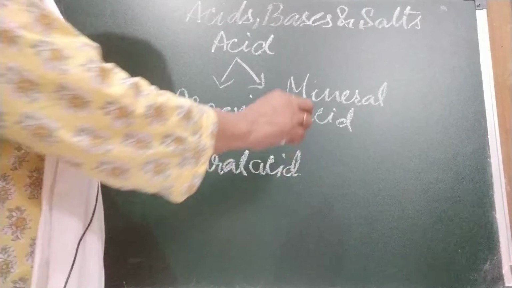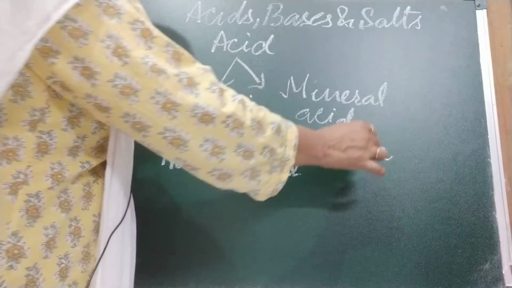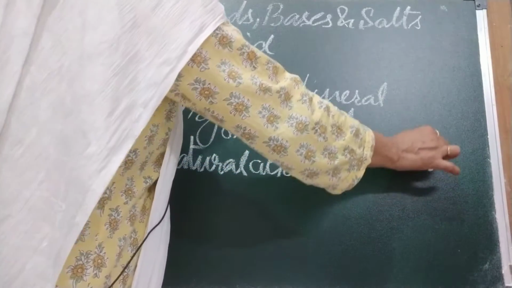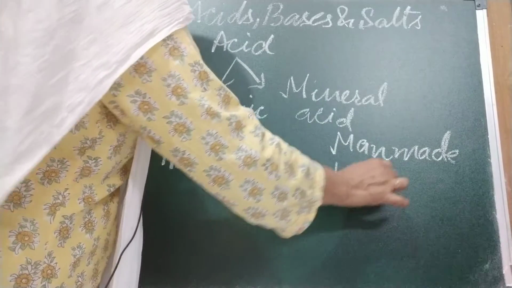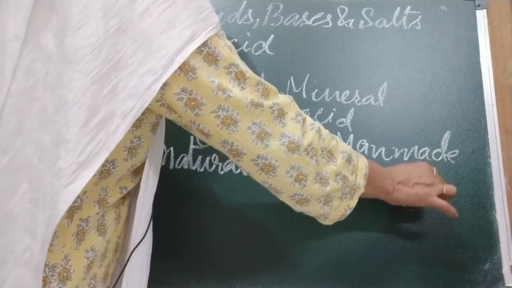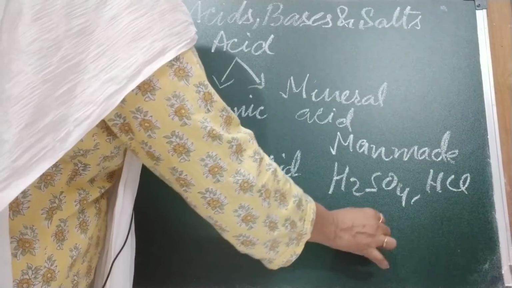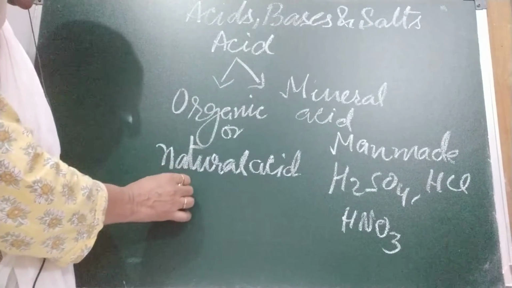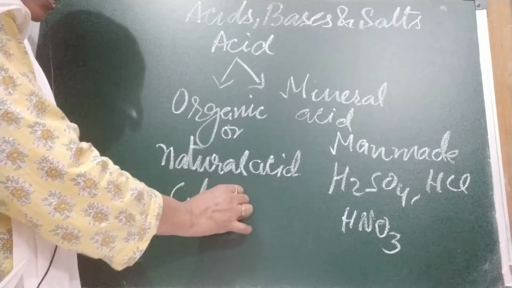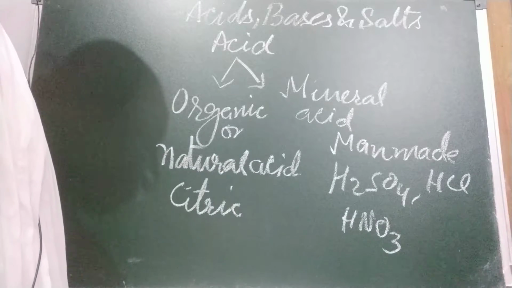Now come to the mineral acids. Mineral acids are man-made acids. We manufacture them in the laboratories, like sulfuric acid, hydrochloric acid, nitric acid. These are examples of mineral acids. And the ones I told you before, like citric acid, are examples of organic acids.